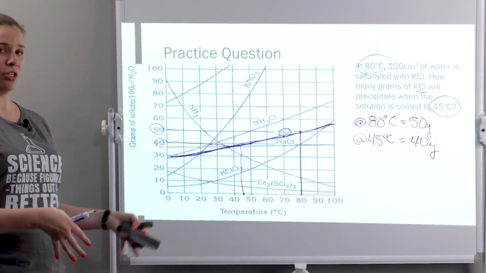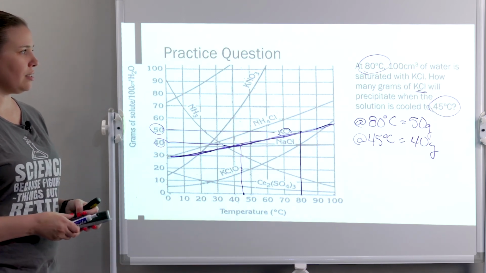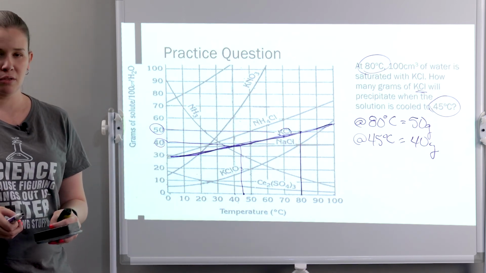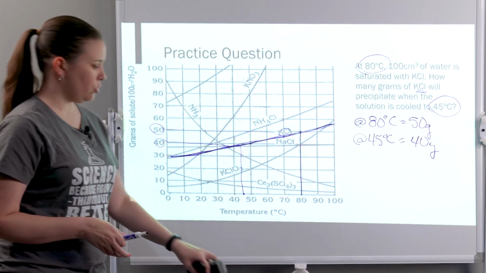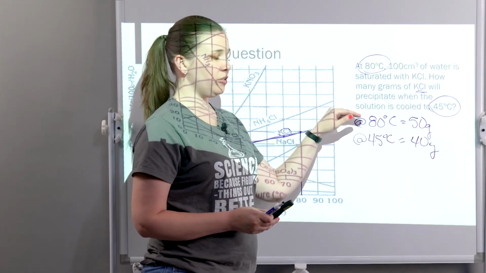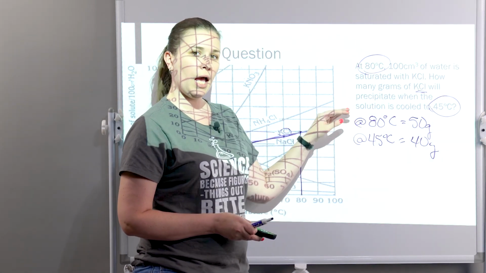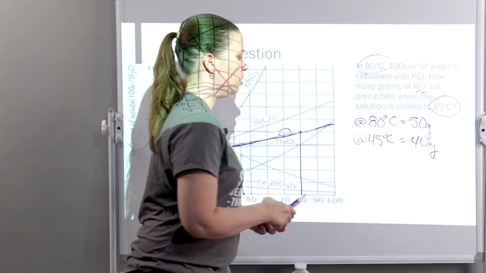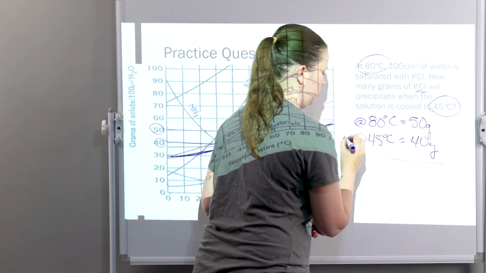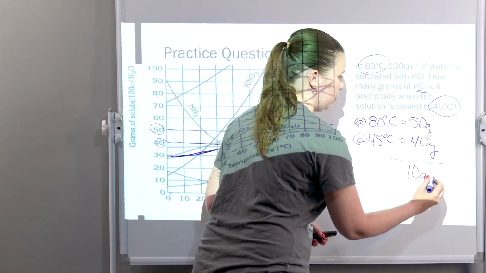So that's the information I need from the graph, but what do I really need to do to answer the question? The question's asking how much will precipitate. Precipitate means come out of solution. So if the solution can hold 50 grams at my first temperature and 40 grams at my second temperature, how much will it have to lose in order to stay saturated? We got to find the difference here. Subtract. 50 minus 40 is 10 grams.